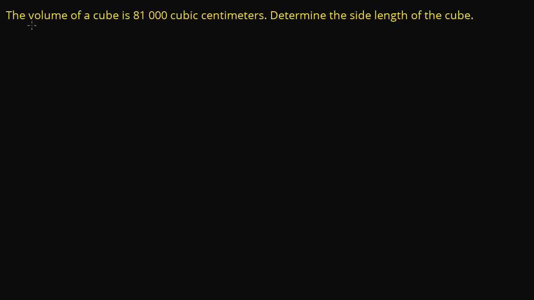Hi. In this example, we're told the volume of a cube is 81,000 cubic centimeters. Determine the side length of the cube. So first off, recall that all the side lengths of a cube are equal. If I want to calculate the volume, I take this side length s and cube it. So the volume as a function of s is just equal to s cubed, not squared, cubed.